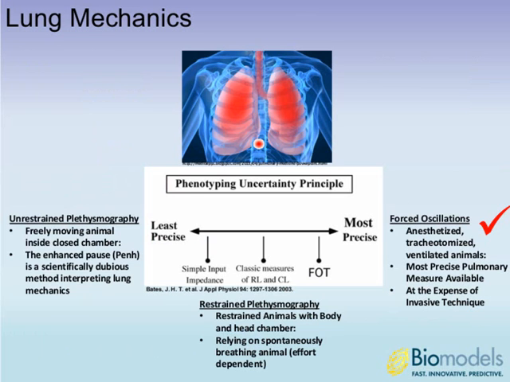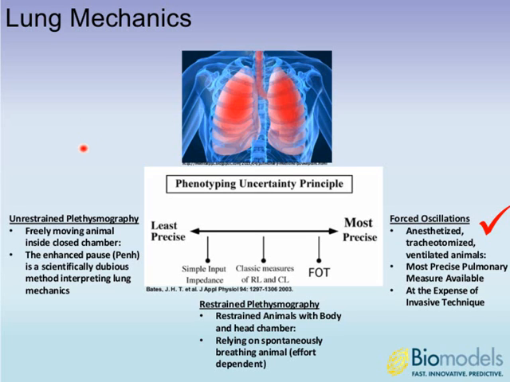So this brings us to lung function and lung mechanics. There are a number of methodologies out there to measure lung mechanics in small animals. Jason Bates summarizes these relationships as the phenotyping uncertainty principle. It's close to the Heisenberg uncertainty principle in quantum mechanics, but here you really have a gradient of precision in measuring lung mechanics at the expense of invasive techniques.